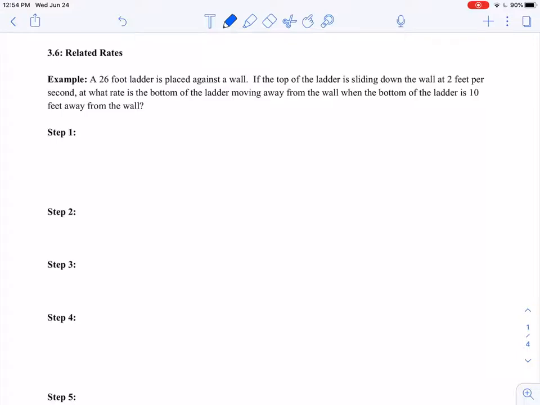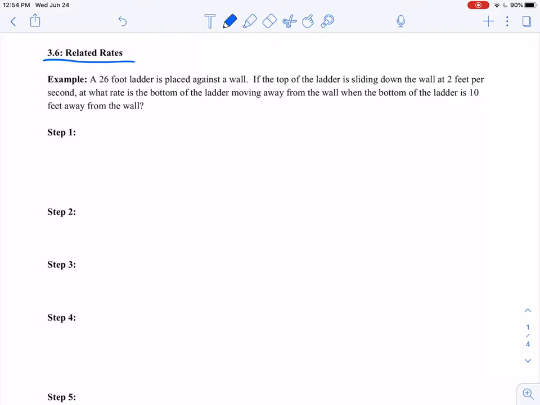Section 3.6 is the last section in Chapter 3 that we're going to cover in our class, which I know, yes, is sad. Chapter 3 is coming to a close, but I have good news for you, and that's that every problem in this section is a word problem, and I know that they're your favorites, so no need to thank me. But in this section we're talking about related rates.